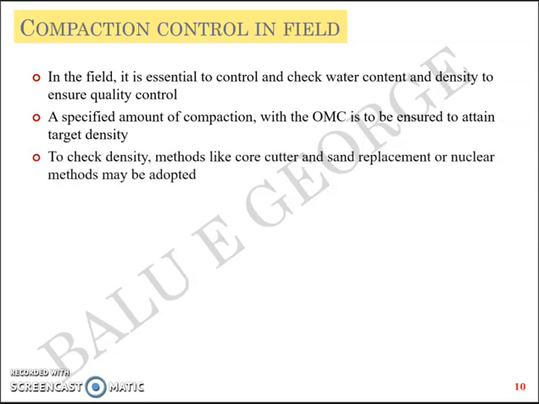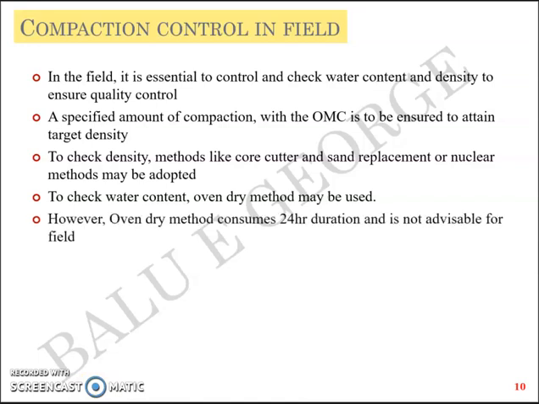To check the density, you can use methods like core cutter and sand replacement, or perhaps nuclear methods. Now these core cutter and sand replacement methods are the tests that you're about to do in your subsequent semester. You will have to visit the lab and do such tests to determine the density. But to check the water content, the oven dry method is the best choice. But the problem with the oven dry method is that it could consume almost 24 hours to give you the result, and it's not advisable for field conditions. You don't have the luxury of time in the field to test the water content by waiting 24 hours, right? You'll have to take decisions on the site.